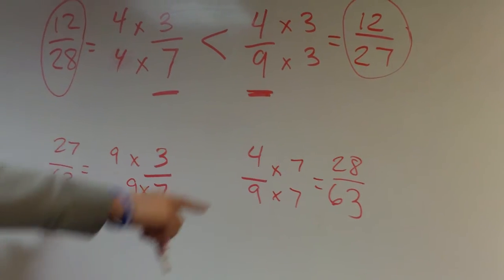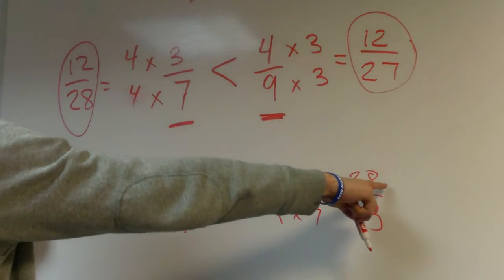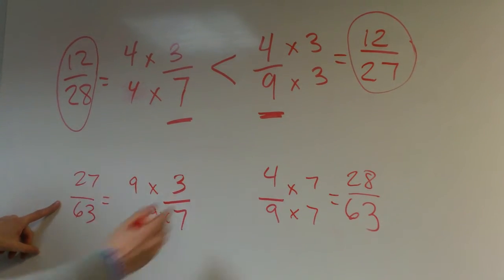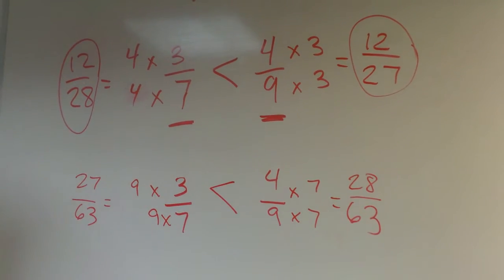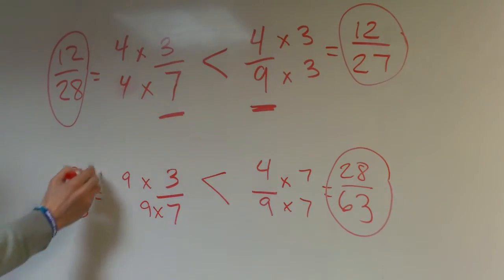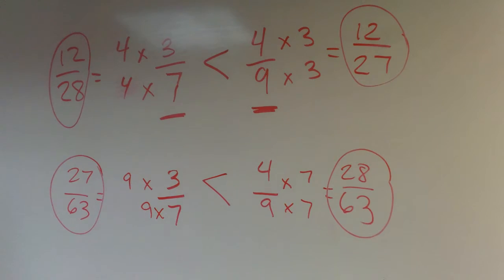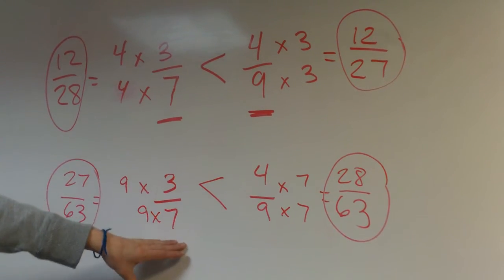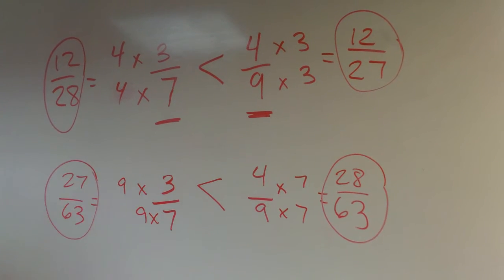In this situation, since the denominators are the same, you have to find the greater numerator because this one would be closer to a whole than this. In this situation, you still get the exact same answer, finding common denominators, because 28/63rds is greater than 27/63rds. So in both situations, you're finding a common numerator or denominator to find equivalent fractions to find which one is greater.